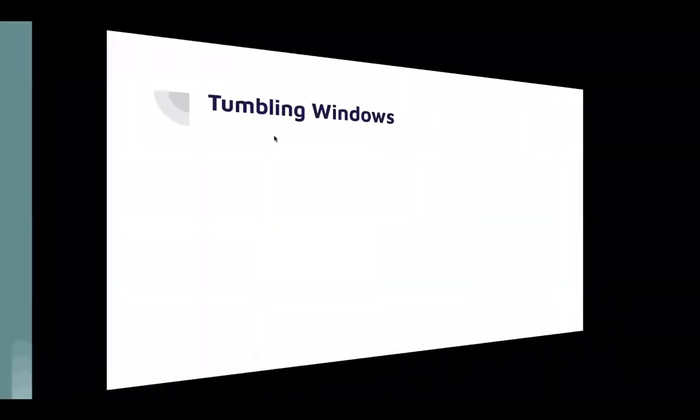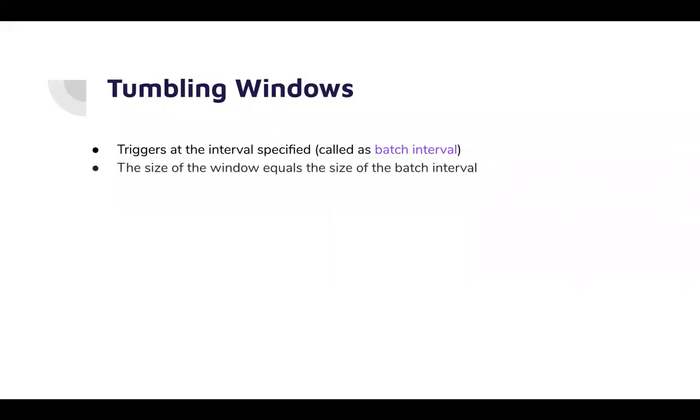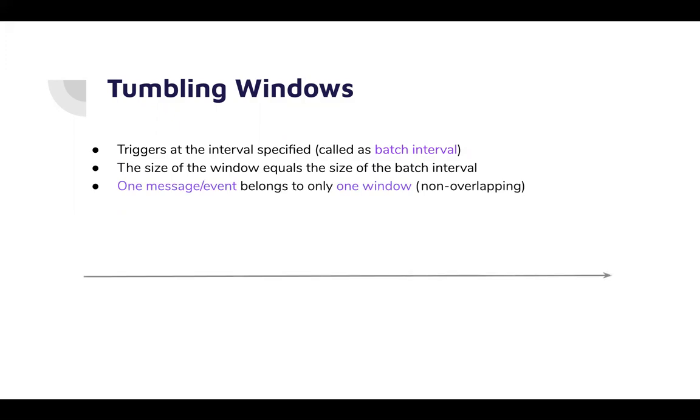Let's try to take some examples. The first example is about a tumbling window. In a tumbling window, you trigger at some specified interval called the batch interval. And the size of the window, well, a window is essentially a collection of events which are related or grouped based on certain time semantics. So the size of the window equals the size of your batch interval, and one event will belong only to one window, so they are non-overlapping.